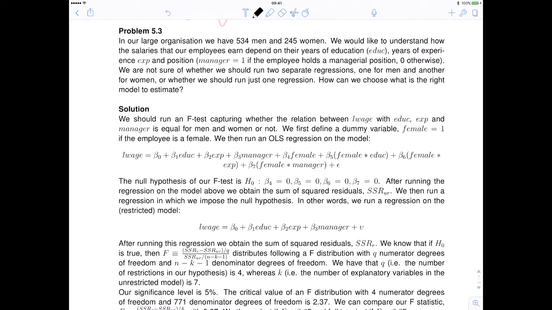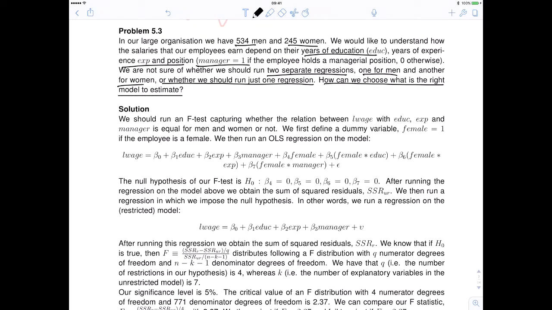5.3. In our large organization, we have men and women. We'd like to understand how the salaries that our employees earn depend on their years of education, years of experience, and position. We are not sure whether we should run two separate regressions, one for men and another for women, or whether we should run just one regression. How can we choose what is the right model to estimate?